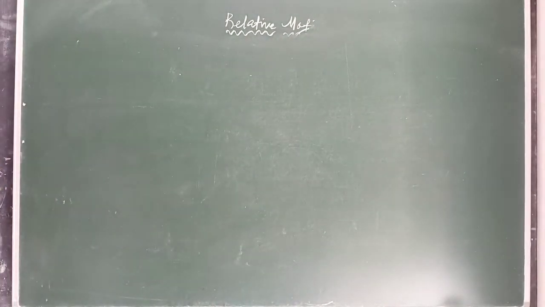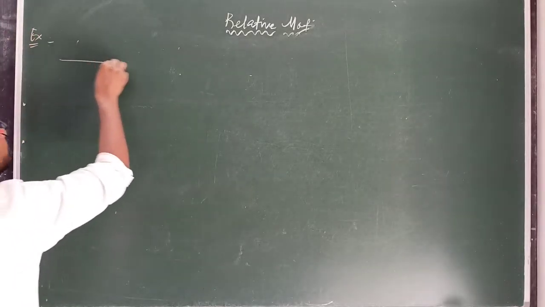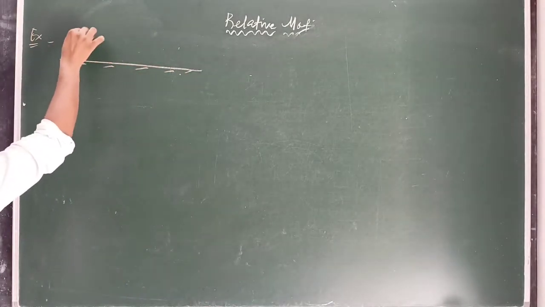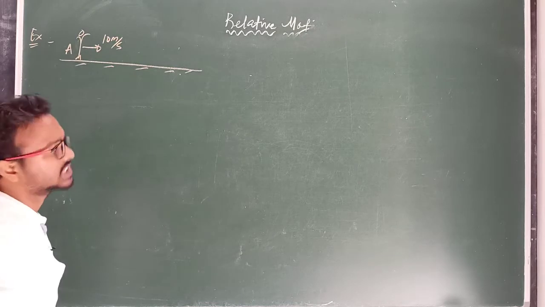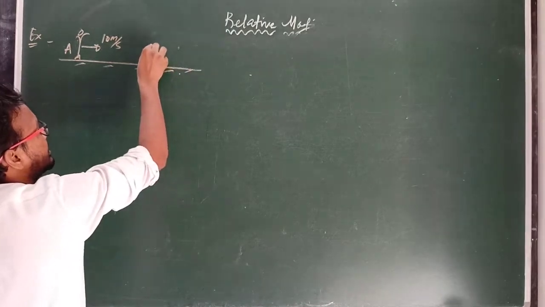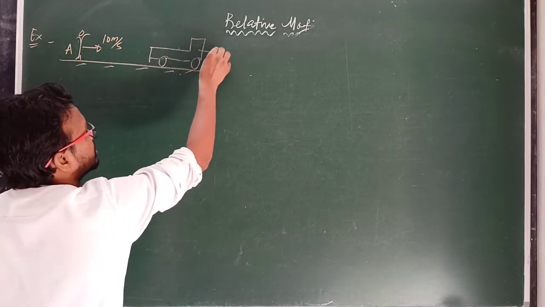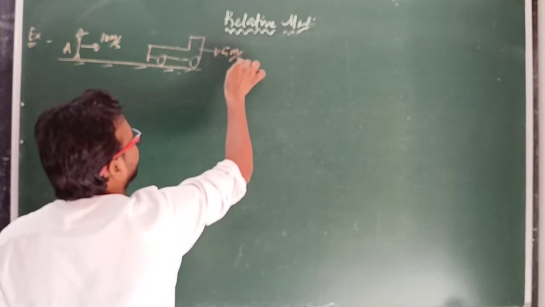Now let us take one more example regarding frame of reference. Suppose this is ground frame and Mr. A is moving with 10 meter per second, clear? And here suppose there is a truck, and this truck is moving with 5 meter per second, clear?